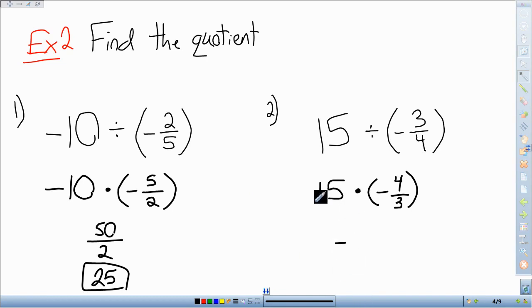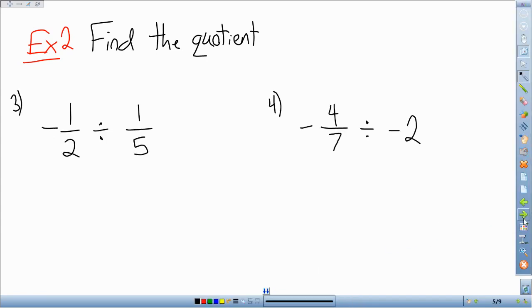Okay, now I can do my 15 times 4, which is going to give me a 60. I have a 3 on the bottom. Okay, 3 goes into 60 20 times, right? But that negative's there, so we got a negative 20.